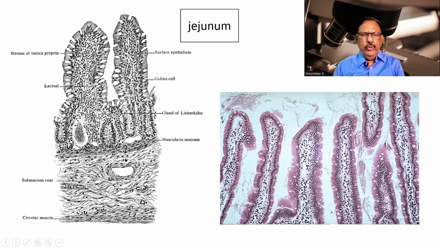Jejunum, as I told you, will have a slightly taller epithelium and villi. So I am finding the epithelium is also tall enough, and I am finding empty basket cells called the goblet cells. Their main purpose is secretion. The glands of Lieberkuhn are seen over here. The muscularis mucosa, submucosal coat is over here. Very loose, fibrous tissue. And there is a circular muscle over here. And if you observe carefully, there are multiple dark dots. They are the lymphocytes or the inflammatory cells, which are commonly seen in this region.